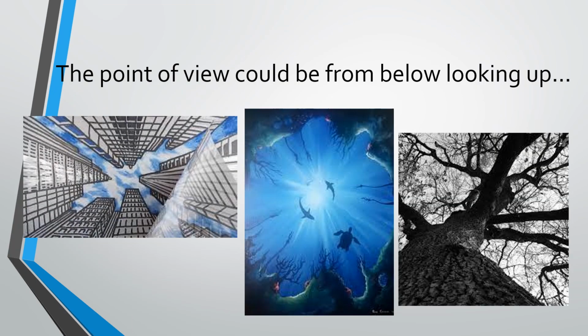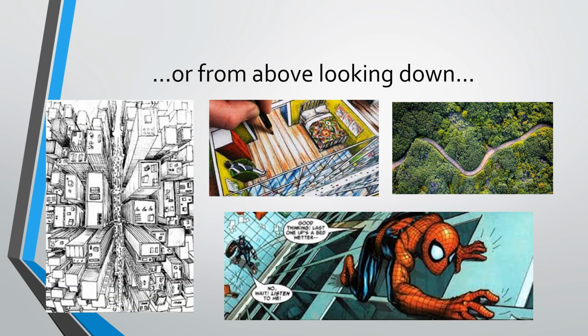The point of view could be from below looking up, and here we have a few examples of you as the viewer looking up at certain scenes. Or it could also be from above looking down. We also call this a bird's eye view because it is what a bird would see, flying up high or up a high building or in a plane looking down from above.